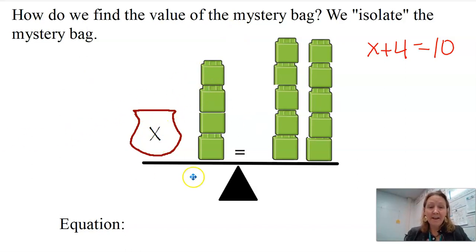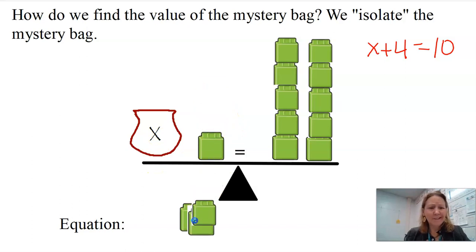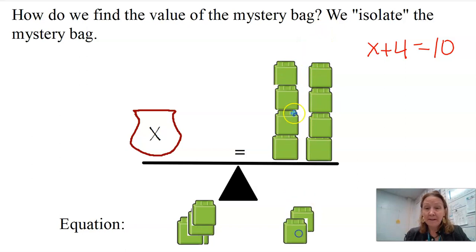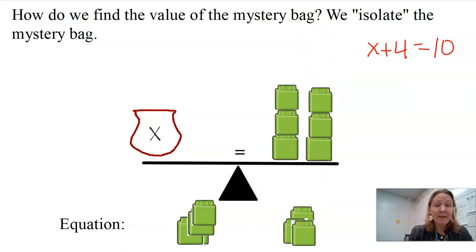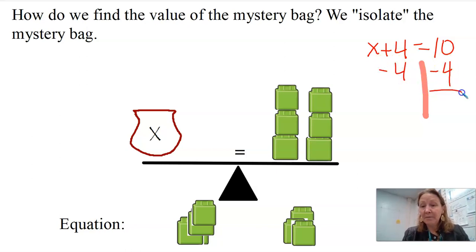So I want to remove any of these 1 blocks that are on the side with the x. I look at the side with the x and I say, okay, I'm going to take away 4. I'm just going to take all 4 away, which means I'm going to take 4 away from the right side. And when I subtract 4 from both sides, here's what it looks like in my equation. I'm going to do a minus 4 on the left side and a minus 4 on the right side. So what you see, that matches my picture, is x equals 6.